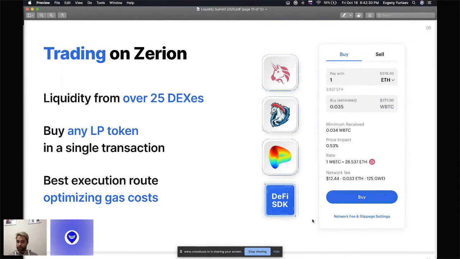And for complex transactions, as I explained before, we would use DeFi SDK to make these complicated operations, and more interesting recipes are coming soon. We would support, for instance, moving liquidity from one LP token to the other.